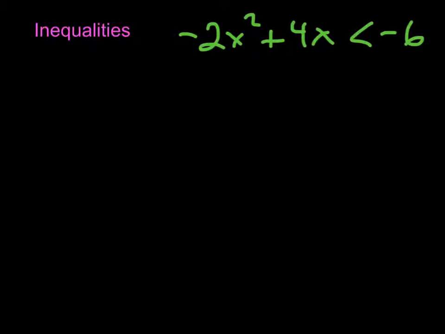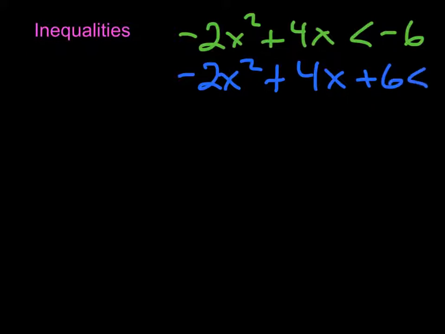The first thing you need to notice is when you have an inequality, everything needs to be on one side of the equation. So I'm going to rewrite this: negative 2x squared plus 4x plus 6 is less than 0. So just set it all equal to 0. We're going to see which values are less than 0. They're going to be below the x-axis, because anything below the x-axis is less than 0. Anything above the x-axis is greater than 0.